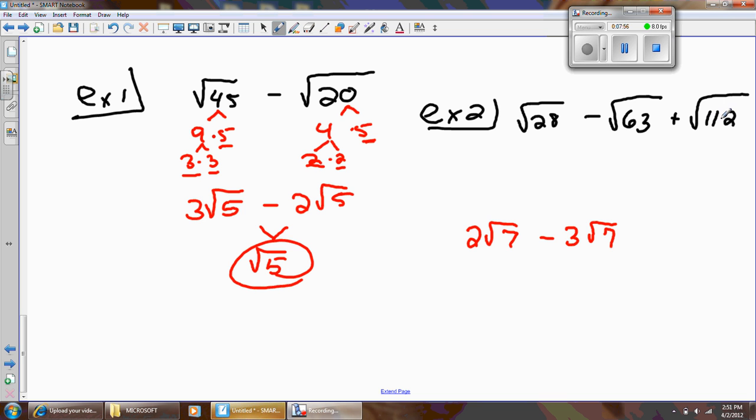112, I don't know. I'm not sure what goes in there. I know 4 is going to go in there. How do I know? Because it ends in 12. I don't like to divide by 4, though. I'd rather cut it in half and cut it in half again. So let me see. 112 cut in half would be 56. Cut in half again would be 28. So it's going to be 4 times 28. Okay, looks like I got a perfect square there.